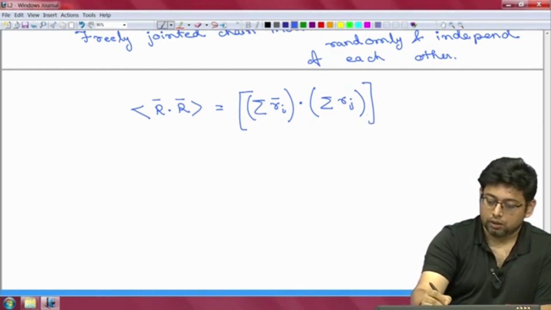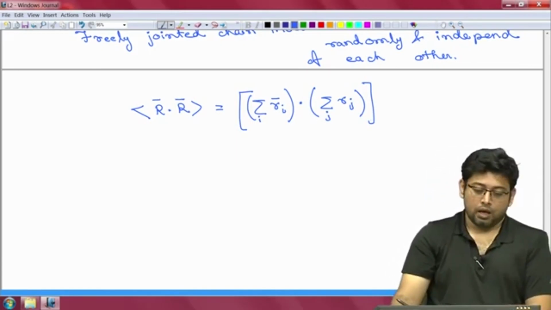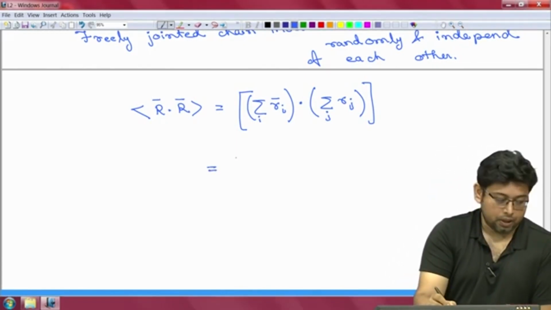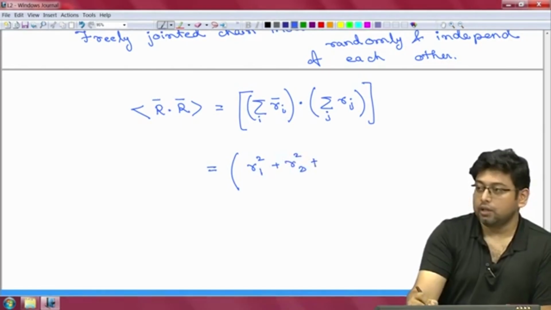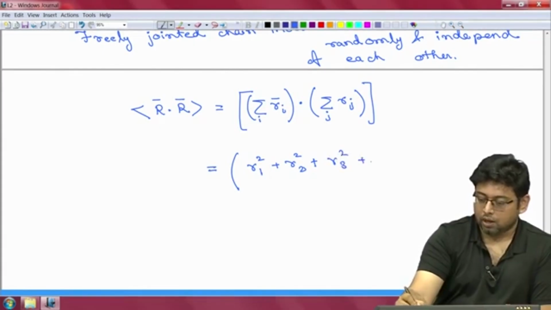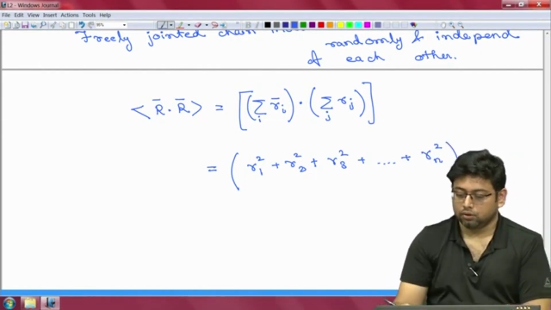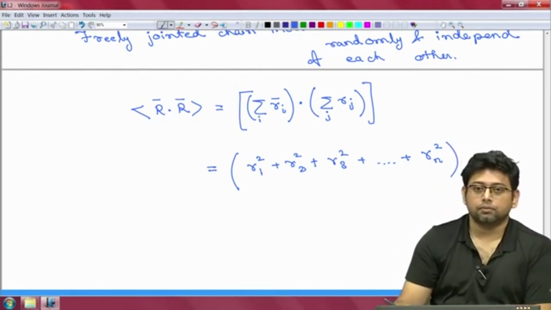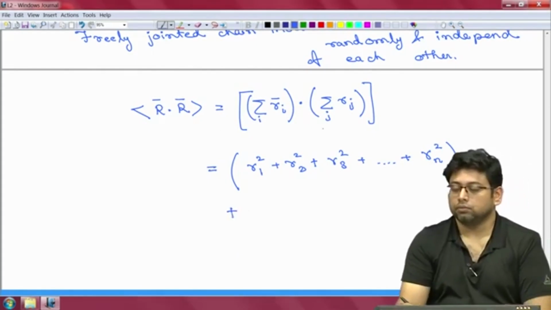So, here it goes from i, this is a j. If you open this up, what you will end up with are R1 square plus R2 square, where these are the magnitudes of the individual vectors, right, and so on till you have to sum up the nth vectors, plus the other terms, right.